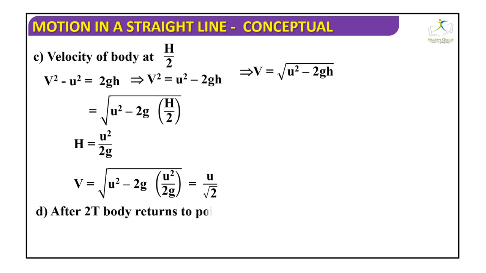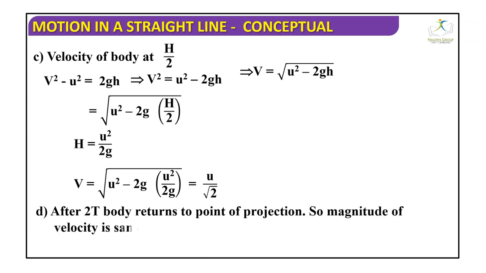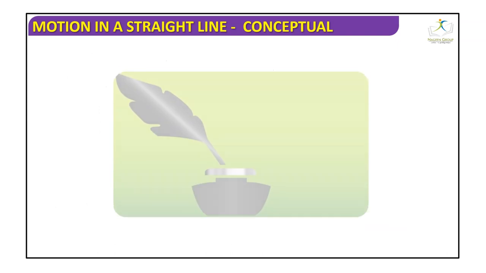After 2t, the body returns to the point of projection. So the magnitude of the velocity is the same, but the direction is opposite. Hence, the correct option for this question is 1.